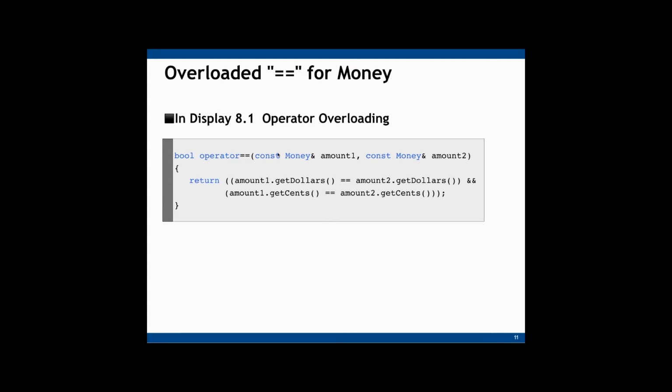Because of these overloaded operators, we can now compare two objects of money type. If we don't have this overloaded operator, we cannot compare money objects using the equality operator. So this is the purpose of overloading operators. We are overloading operators so that they can work with newly defined class types, such as the money class type in this example.